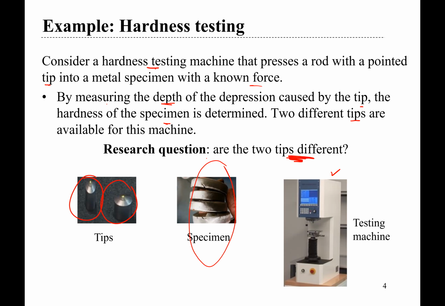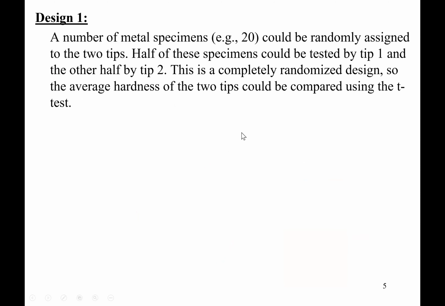We can do this experiment as the one we covered, like a completely randomized design with 2 independent samples, or I can make it a paired experiment, or do paired t-tests or paired comparisons. So let me talk about these 2 cases. One possible way to see whether the 2 tips are different or not is to select a number of metal specimens, let's say 20, and these 20 could be randomly assigned to the 2 tips, 10 for the first tip and 10 for the second tip.